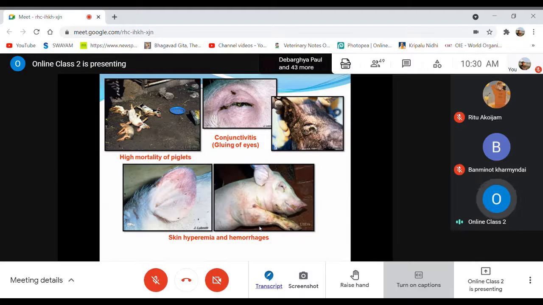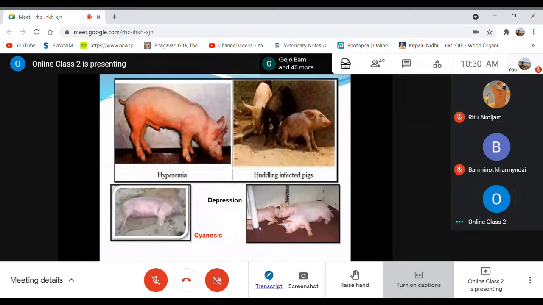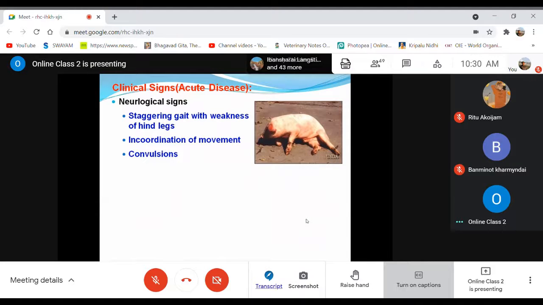So these are the places where you will mostly find this skin hyperemic condition as well as hemorrhagic lesions, and it may turn into cyanotic bluish discoloration later on, right? And these pictures show hyperemia on the body surface skin. Then huddling together of the piglets, and this is another picture showing cyanotic condition, bluish discoloration of the body skin. Then the growers and a little bit the adult pigs, they are showing very much depression, right? Then some neurological signs also may be shown, as in the acute nervous form.